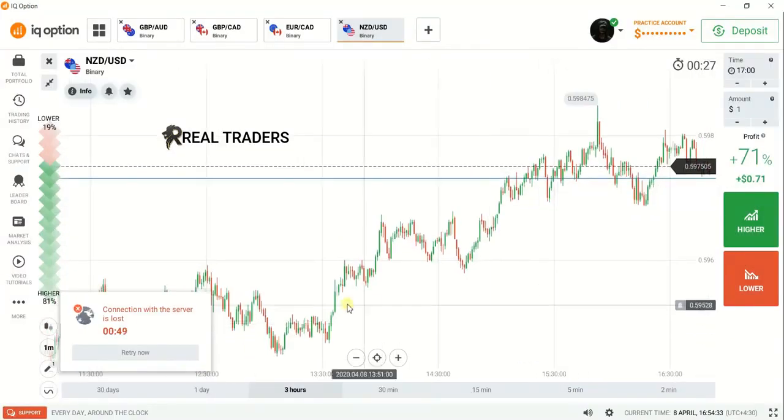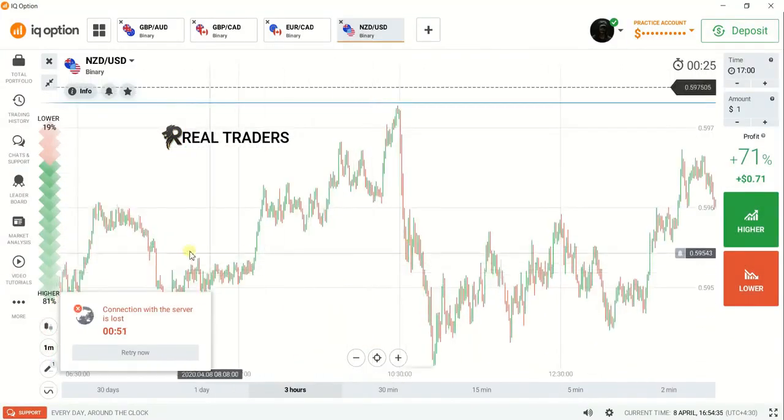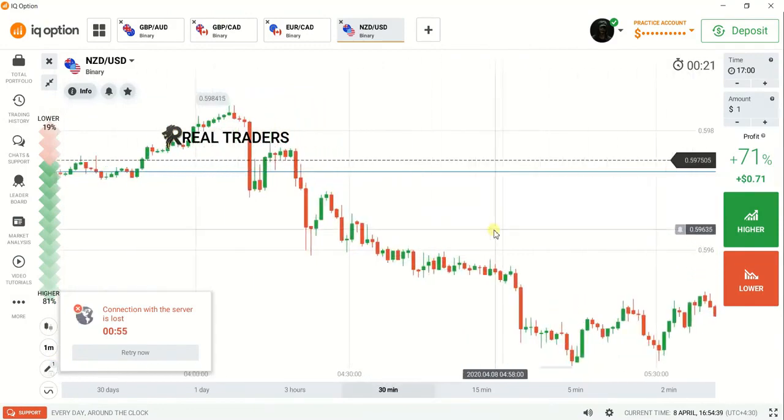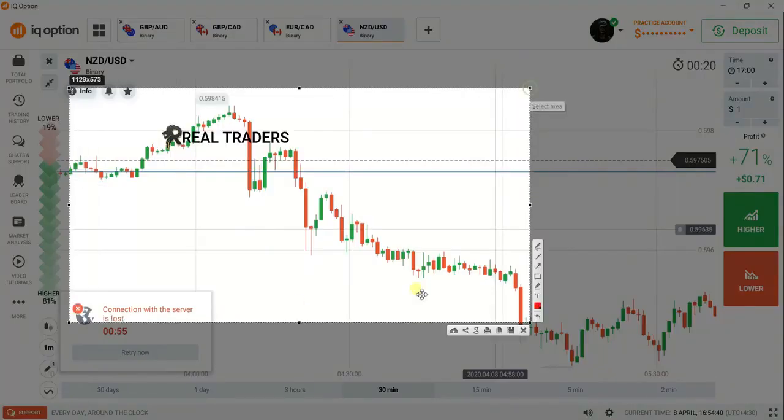And also in a downtrend, we have this pattern. In a downtrend, we have this pattern. So you can see the market doesn't respect the previous support. Here you can see it breaks.